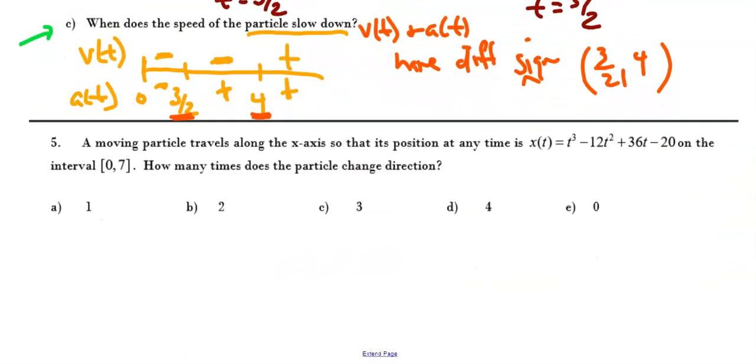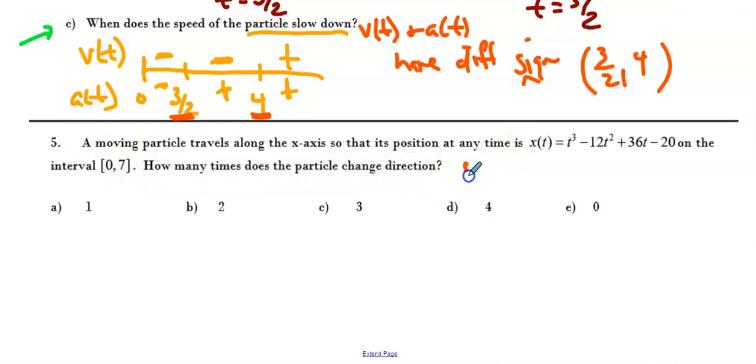Okay, so I'm not going to do this next question right here, but I just want to talk about it really quickly. There's 2 more I want to go over, and then 1 more I want to explain. This says a moving particle travels along the x-axis with positions given by this function on the interval from 0 to 7. How many times does the particle change direction?